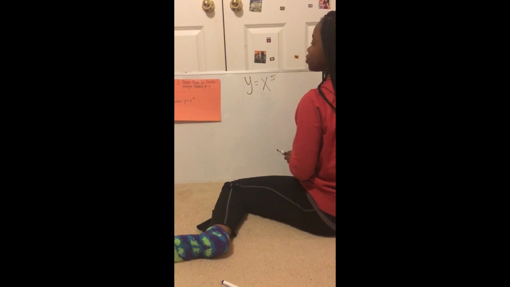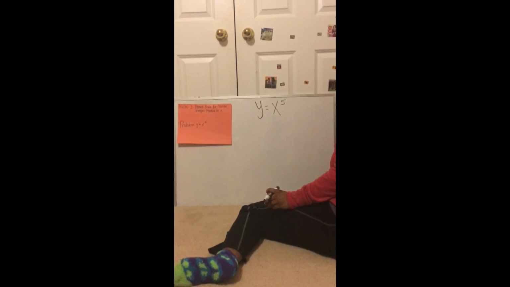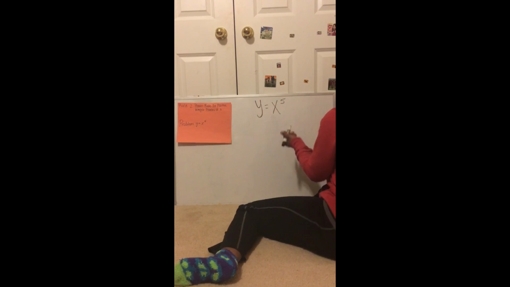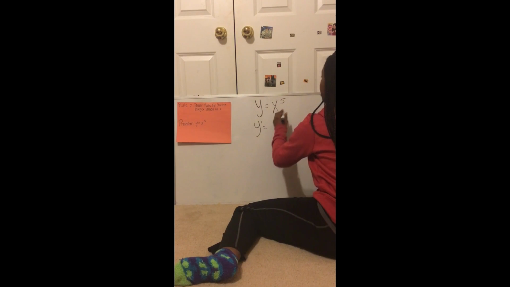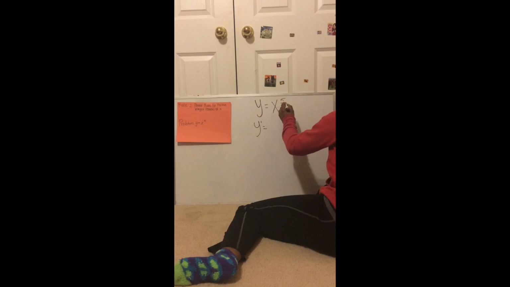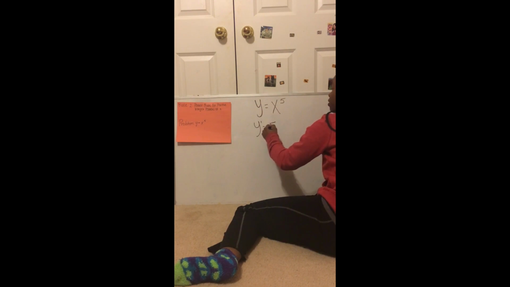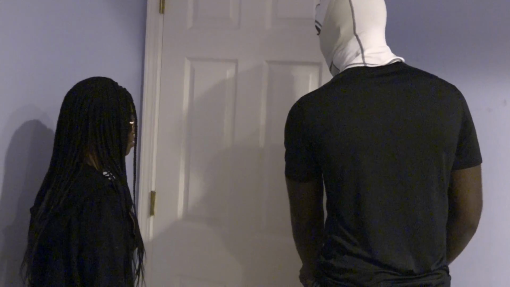So here we have rule 2, which is the power rule for positive integer powers of x. So these are simple. All you do to find the derivative is multiply the exponent by the coefficient, which in this case is just 1, so 5x, and then you reduce the power, which is 4, and that's your answer.